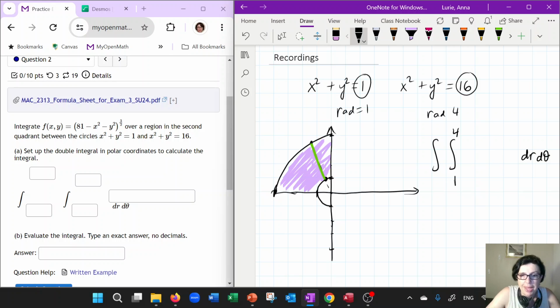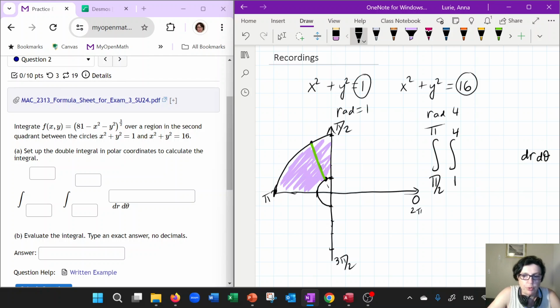Now, in terms of how theta changes, well, you need to all know the trig circles. So like this would be 0, this is pi over 2, this is pi, this is 3 pi over 2, and then back to 0 or 2 pi. So this is also going to be 2 pi. So for example, if this was the first quadrant, you will be integrating from 0 to pi over 2. If it's the second quadrant, pi over 2 to pi. Third, pi to 3 pi over 2. Fourth, 3 pi over 2 to 2 pi. So because I have second quadrant, that means that my limits are going to be pi over 2 to pi.